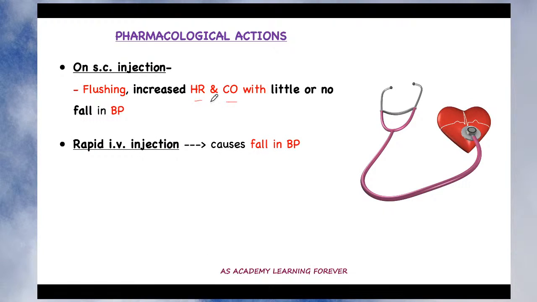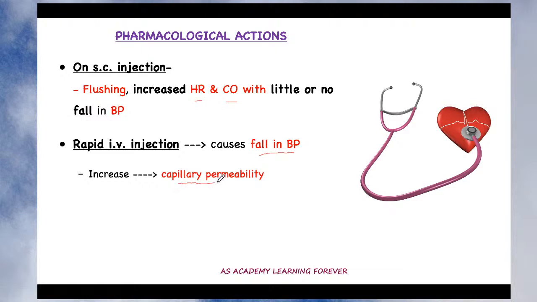Let's see what happens when you give a rapid IV injection. It means you are directly giving a bolus dose of histamine through the intravenous route. In such a case, rapid IV injection causes a fall in blood pressure. So there is a decrease in blood pressure. This is the first effect. In addition to this, it also produces an increase in capillary permeability.